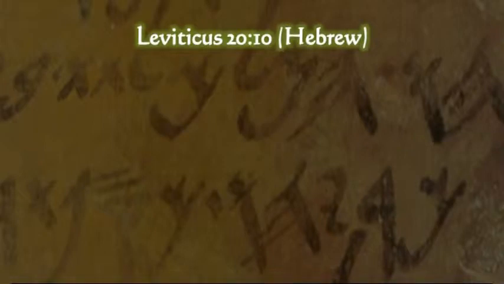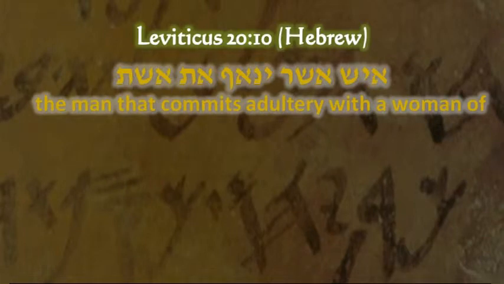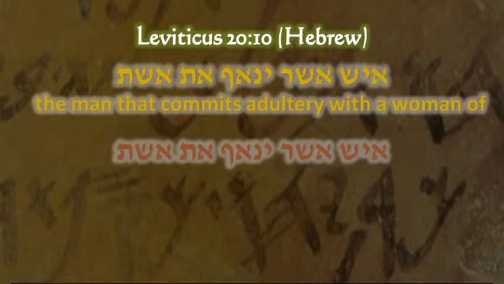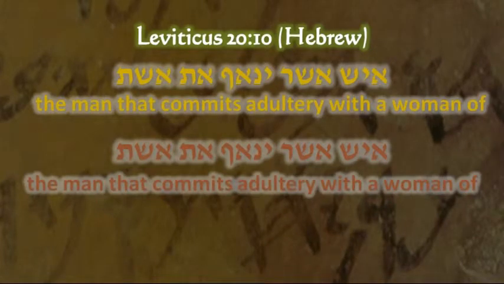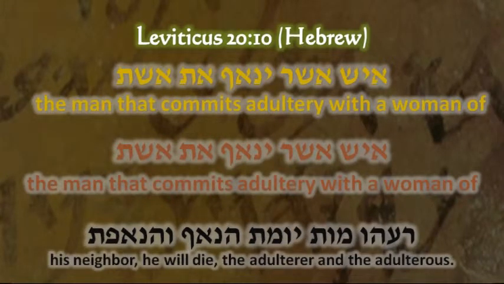When we break this verse up into three parts, the first phrase is Ish asher yinafet eshet, which literally translates as the man that commits adultery with a woman of. The second phrase is Ish asher yinafet eshet. Notice it's identical, and it of course transliterates exactly the same way. The man that commits adultery with a woman of. And then we have the final phrase, Re'ehu mot yumat hanoef vehanoafet, which means his neighbor, he will die, the adulterer and the adulteress.